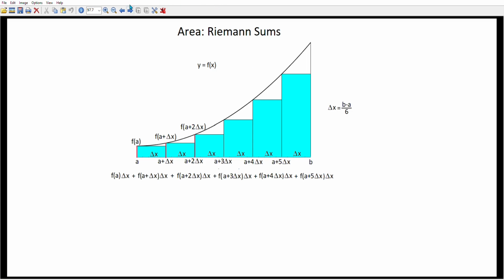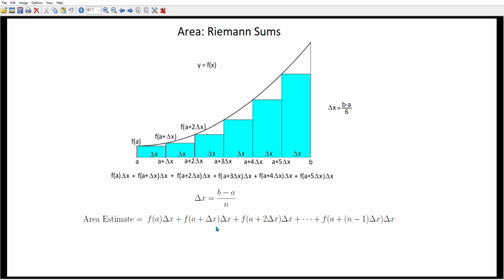Now, what if we break it up into n pieces? Well, the 6 just changes to an n, so it's the length of the interval divided by as many pieces as you're going to break it up. This formula ends up looking just about the same, only instead of going out to 5, we go out to n minus 1 of those.